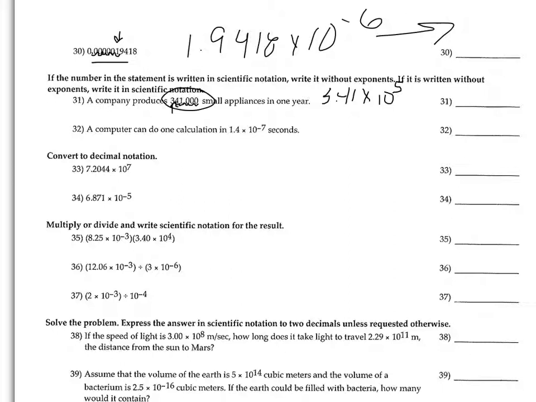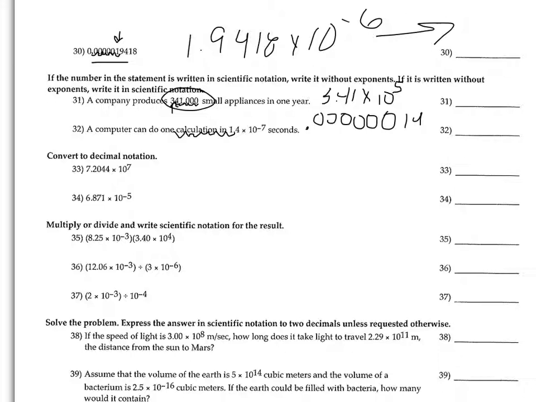Now, a computer can do calculations in 1.4 times 10 to the negative 7th seconds. We're going to put this in standard notation, so you have to move the decimal 1, 2, 3, 4, 5, 6, 7 places over, which means we have 6 zeros, so 1, 2, 3, 4, 5, 6, 1, 4. That's that.